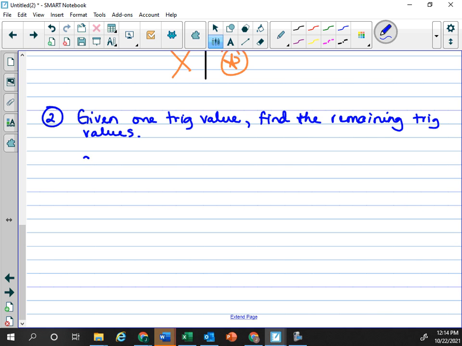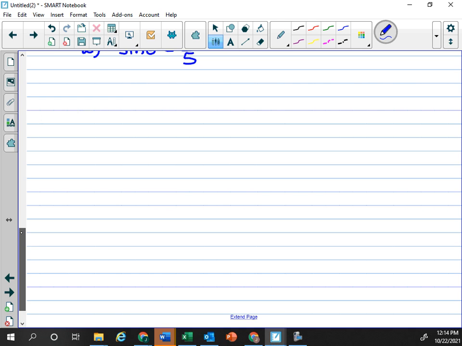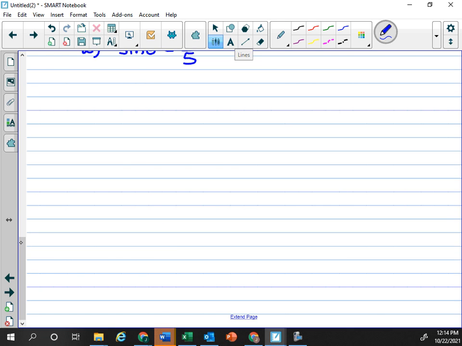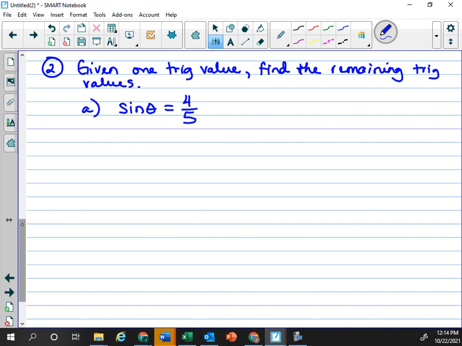Alright, so okay. I'm going to give you the sine of theta equals 4 over 5. This has nothing to do with the unit circle, okay? So you don't have to think about the unit circle with this at all. What we're gonna do, maybe, let's make a little picture.